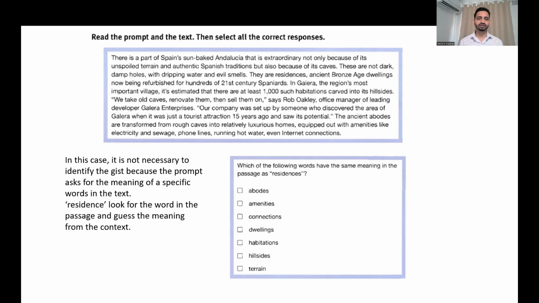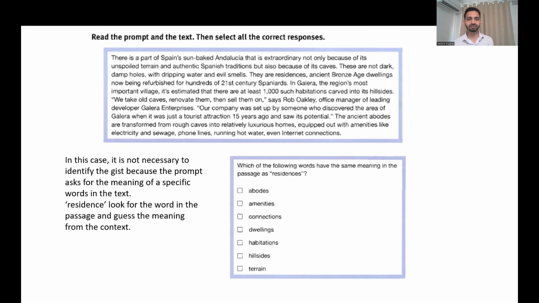These are not dark, damp holes with dripping water and evil smells. They are residences, ancient Bronze Age dwellings. So dwellings is used for residences. You can see it here. They are residences, ancient Bronze Age dwellings. And dwellings has the same meaning as residence, right? Where people live, it's also called dwellings. So that's one. We got one.